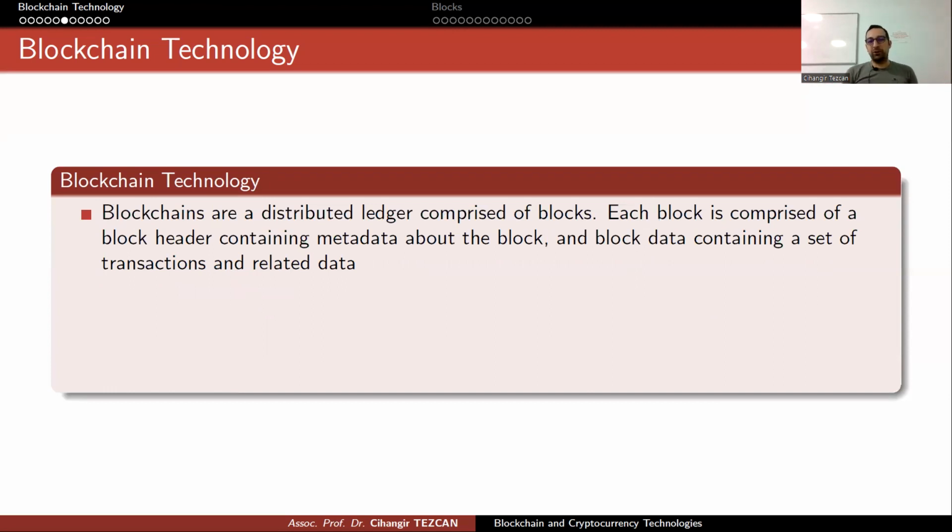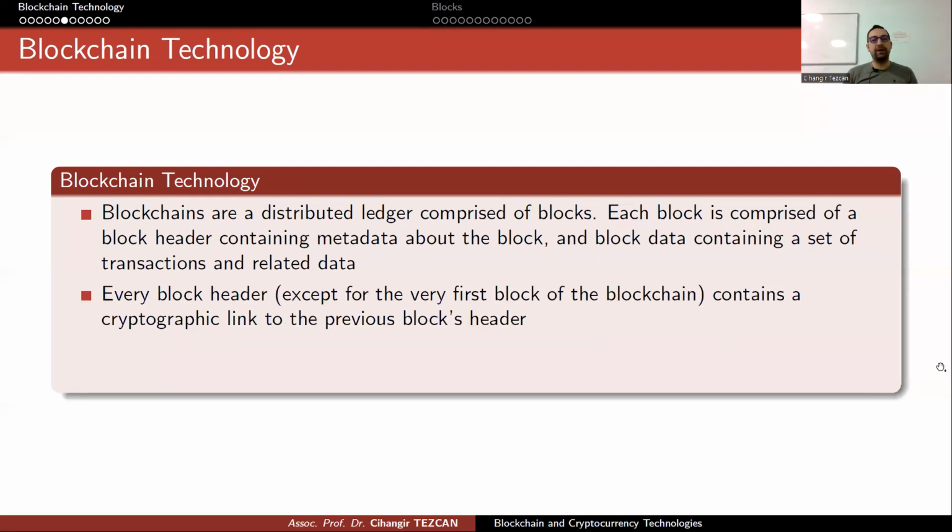Blockchains are a distributed ledger comprised of blocks. Each block is comprised of a block header containing metadata about the block and block data containing a set of transactions and related data. So we actually divide it as the block header and block data. Every block header, except for the first block of the blockchain, which is generally referred to as the genesis block, contains a cryptographic link to the previous block's header.